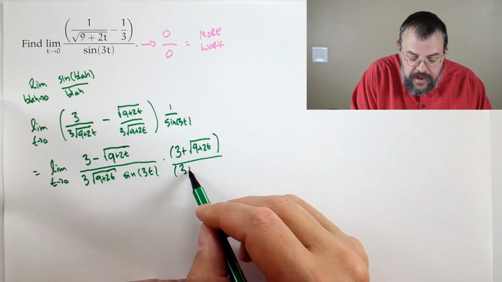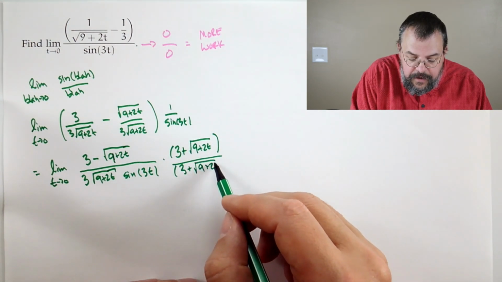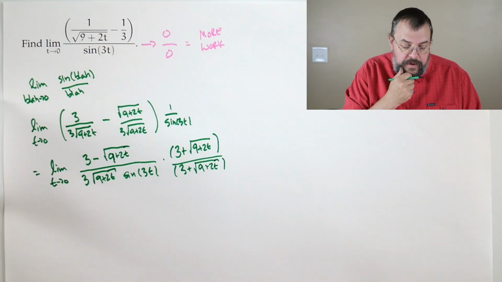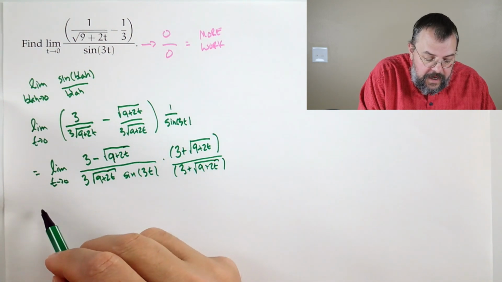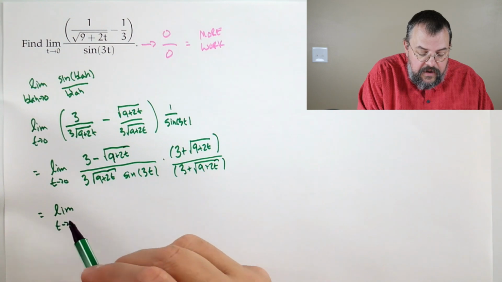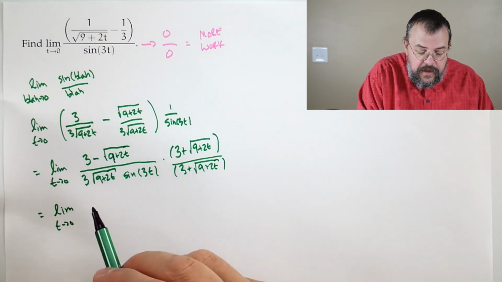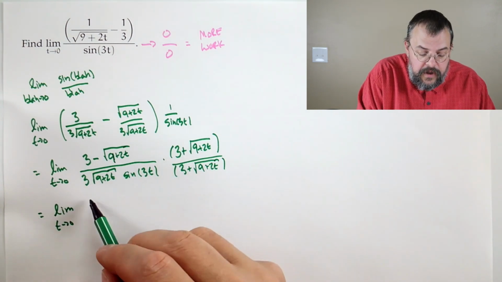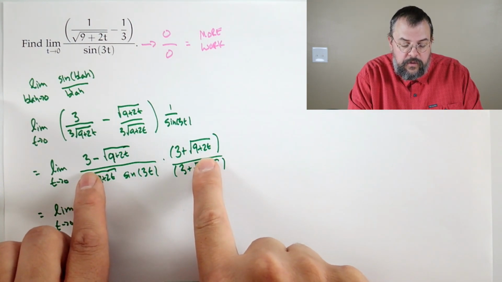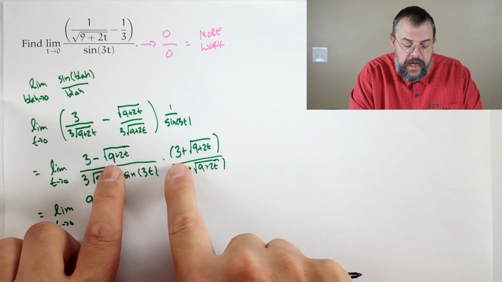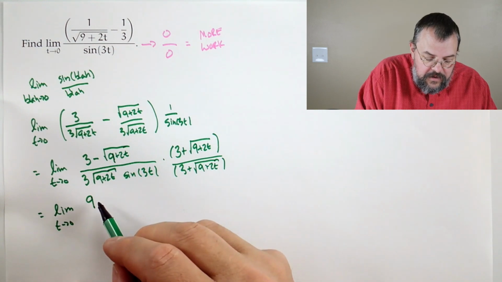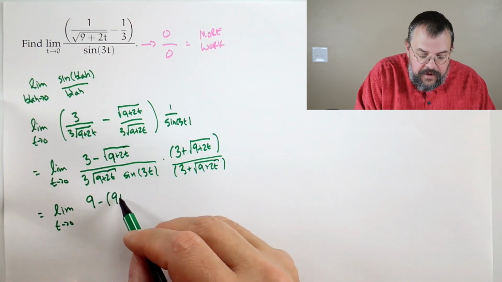Downstairs, 3 plus square root of 9 plus 2t, because you got to multiply the same thing on the top and the bottom. We got to make sure we don't change our problem. So what do we have? We have our limit as t goes to 0 of 3 times 3. That's our a squared, if you will. So 9. Then you get what we call the cross terms. 3 square root of 9 plus 2t minus 3 square root of 9 plus 2t canceled. Then the last term, we get rid of the square root, so minus 9 plus 2t.